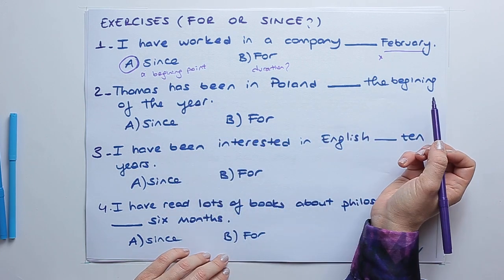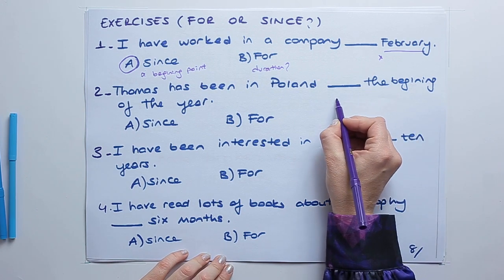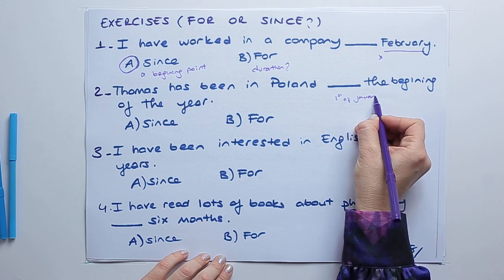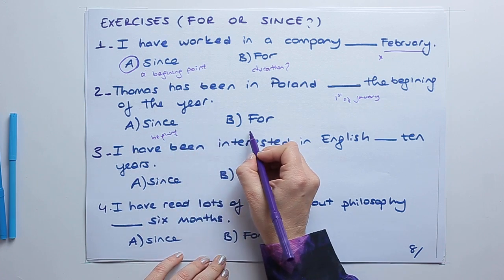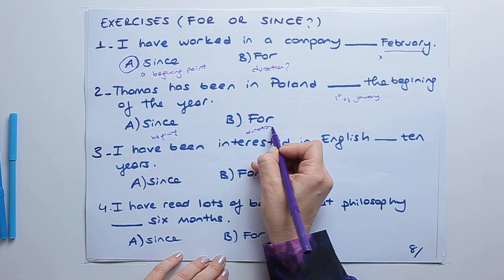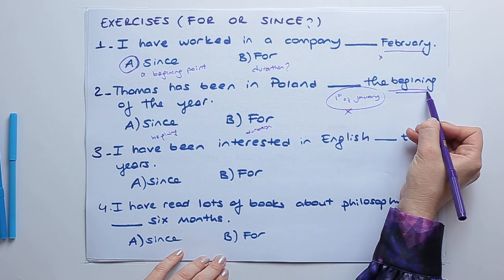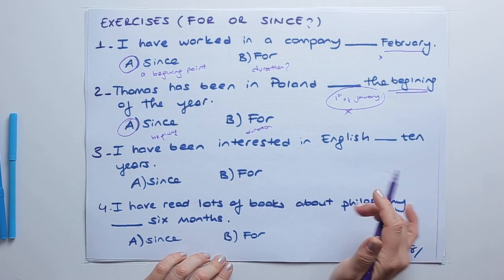Now the second one. Thomas has been in Poland since the beginning of the year. So the beginning of the year refers to, for example, 1st of January. So does it refer to a beginning point or does it refer to a duration? You can see, it's the beginning point in the year, as you can see the word is the same, so I'm going to use since.